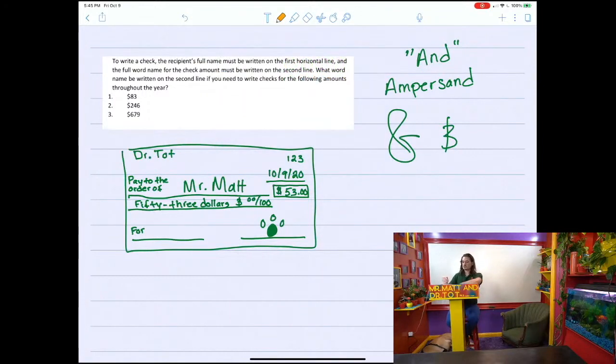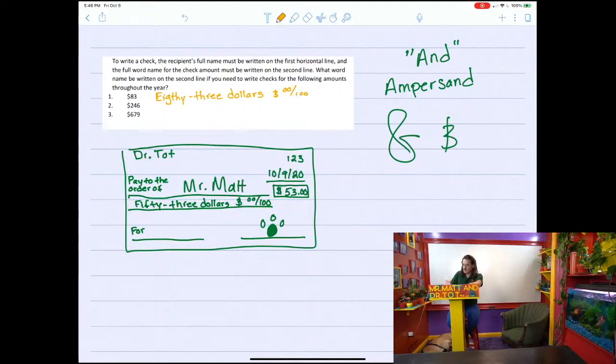Okay, so on the first check, the second horizontal line would have $83 ampersand to represent and, and 0 out of 100 cents. That represents the cents there. There are multiple ways to write that. That's not the only way, of course. You could write out 0 cents, or you could just leave $83 as it is, but that's one way.